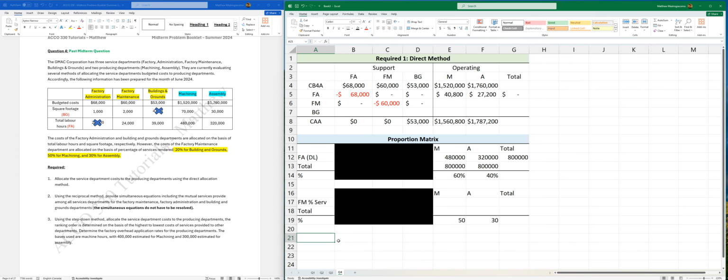says for factory maintenance, 20%, 20 over 100 goes to building and grounds. Okay. Then you have 50 over 100 goes to machining. Then 30 over 100 goes to maintenance. Okay. Because that's what it normally is. All right. So students just put 50 and 30 here because they're like, oh, we were already given the proportion.